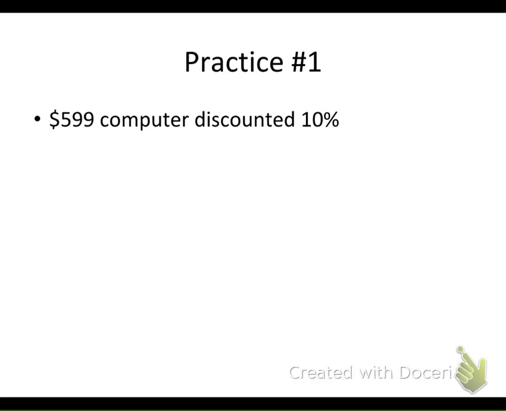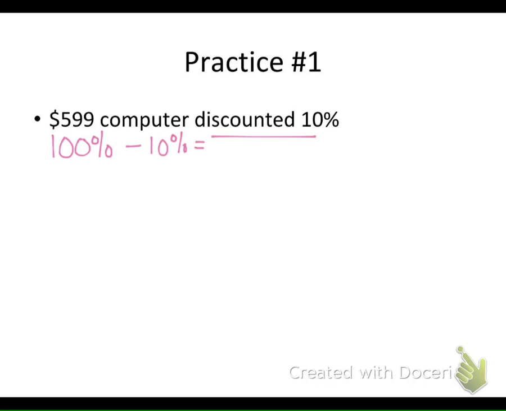We have a computer that Ayance wants to buy for $599, but she's lucky because Best Buy is discounted 10%. So how much is she going to get charged when she goes to purchase it from the cashier? So first thing that we do is start at 100%. Now, if it's discounted 10%, am I going to add or subtract that percent? Subtract. So I'm going to subtract 10%.